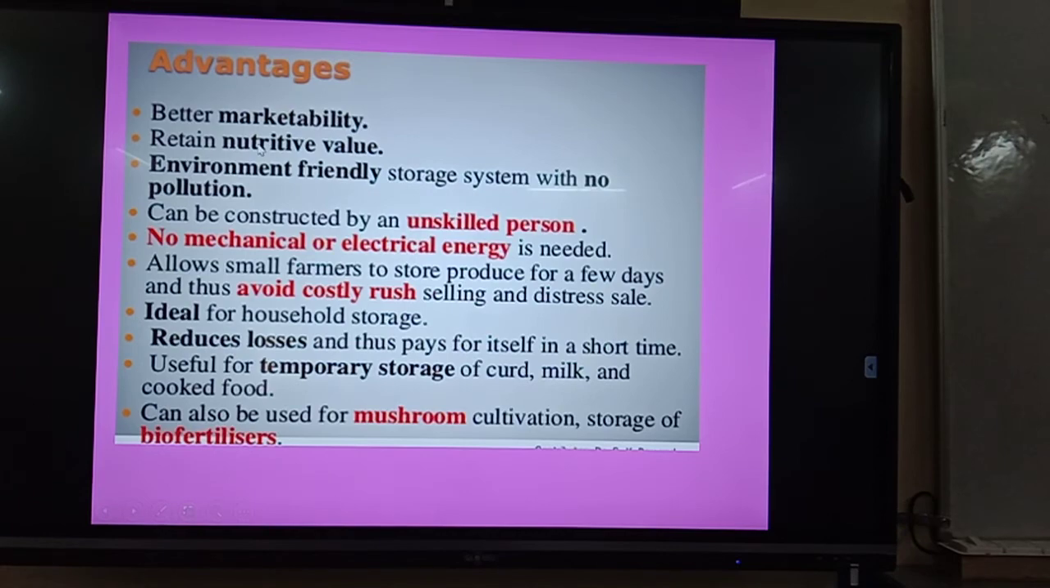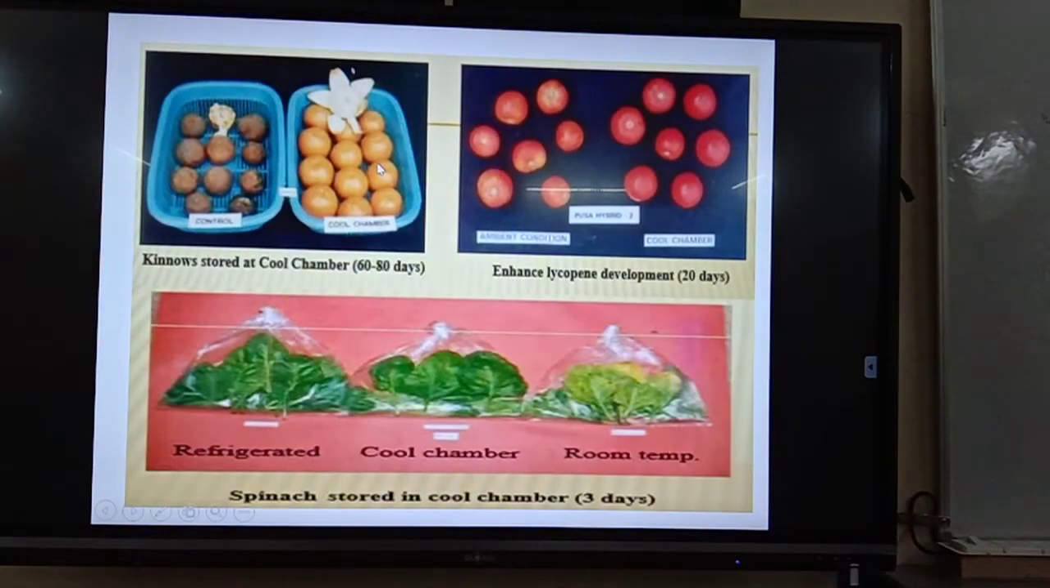First thing, better marketability. Why better marketability? Because we are able to keep our produce in better condition. You can see here the clear-cut difference: after 60 to 80 days, if we put our produce outside, then this will be the condition of the produce, but in the zero energy cool chamber it will be in this condition. Similarly, you can also see the difference at ambient temperature.